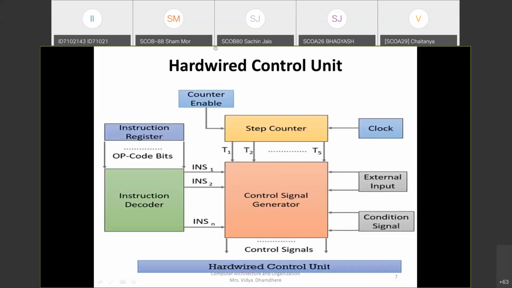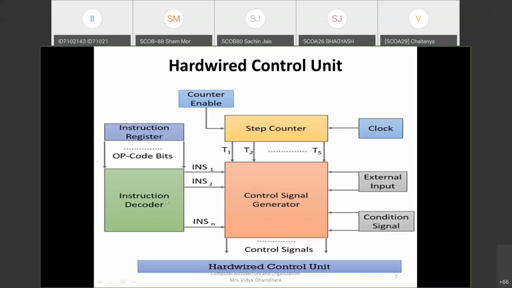Now, this diagram represents the hardware control unit. In this hardware control unit, the blocks involved will be controlled by the hardware only. And in microprogram control unit, it will be controlled by the microprogram. That is the difference between the hardware control unit and microprogram control unit. Now, first block is instruction register. The instruction register's output is given as input to the instruction decoder. Instructions are decoded, and after decoding, it will be given to the control signal generator.